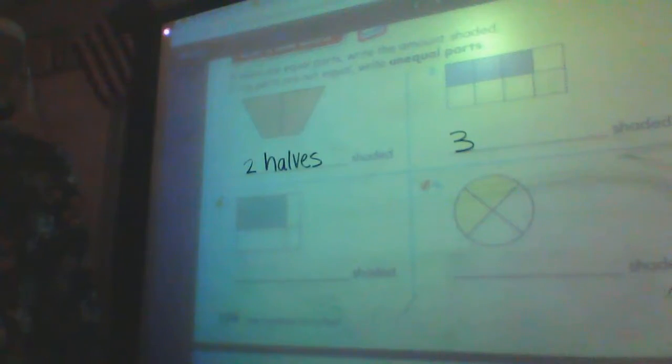So you're going to write 2 halves. Okay, let's look at these. How many are shaded here? 3. How many equal parts is the shape cut into? This is cut into thirds? 8s. 2, 4, 6, 8. It's cut into 8s.